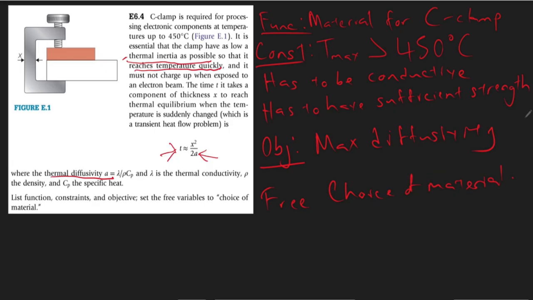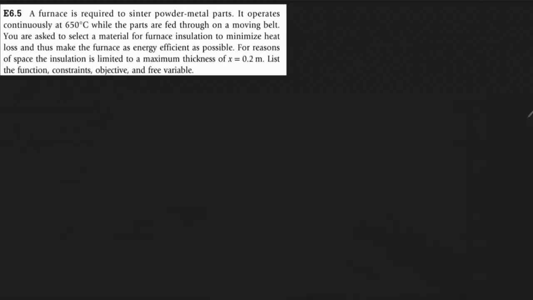So let's move on to question 6.5. For question 6.5, take a second, pause the video and read the question. In this particular question, we are looking for the function, constraints, objectives, and free variable for this particular design. So first, for the function, that's the first thing that we are looking for. Let us read the question.